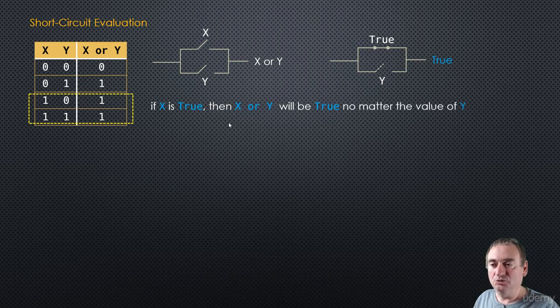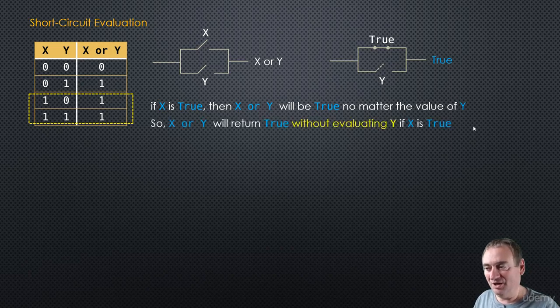So if X is true, then X or Y will be true no matter the value of Y. In other words, another way of saying this is that X or Y can return true without evaluating Y if X is true. And so that's what happens. If X is true, then we can return true without even calculating Y. That's short-circuiting the calculation of Y. We're short-circuiting the evaluation of Y.